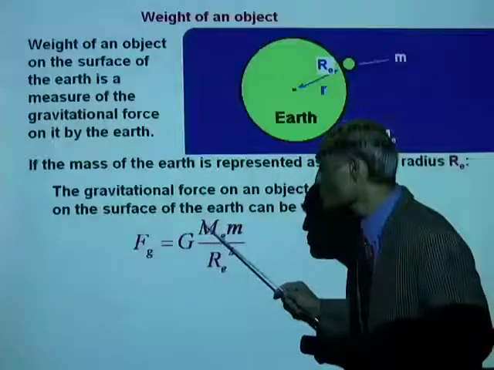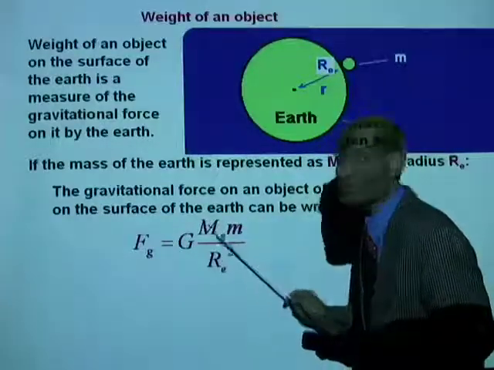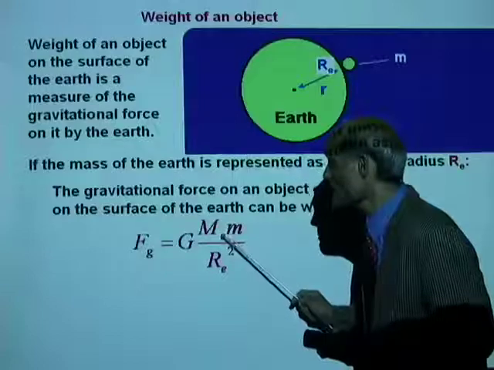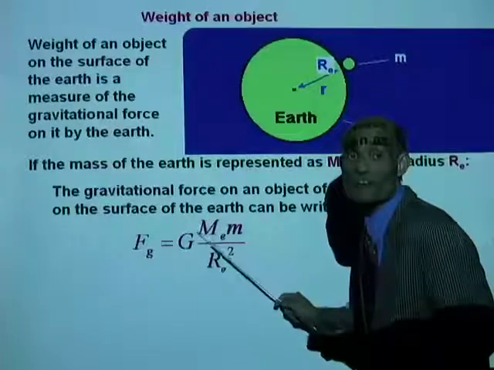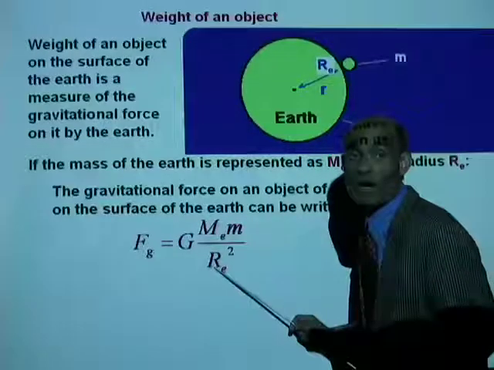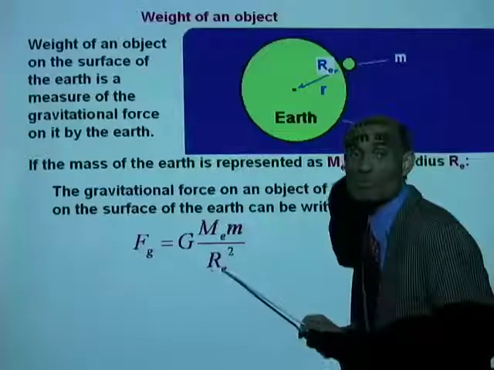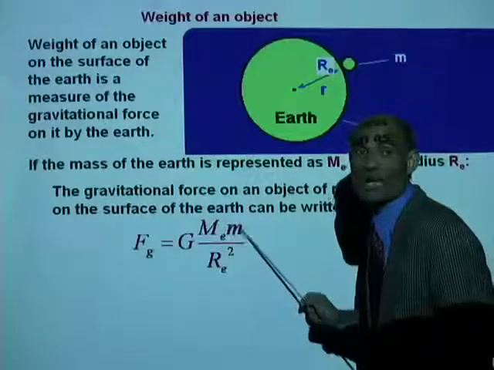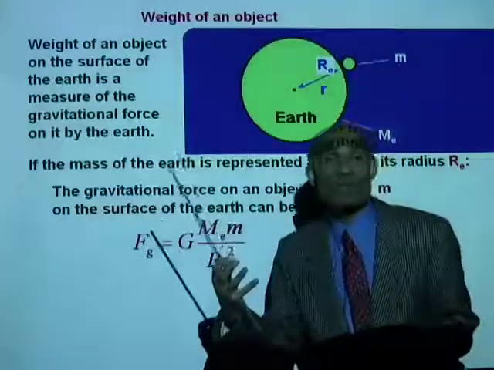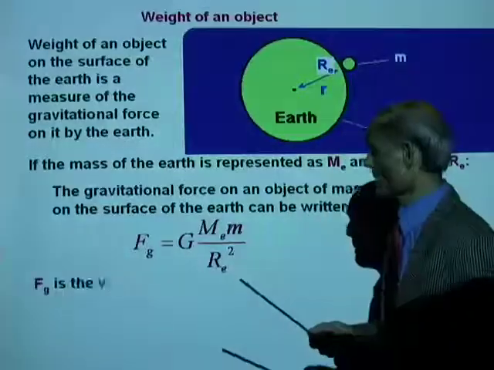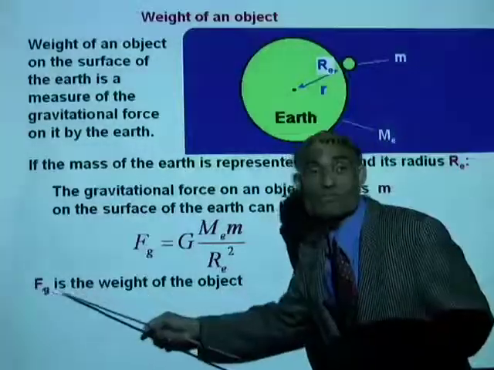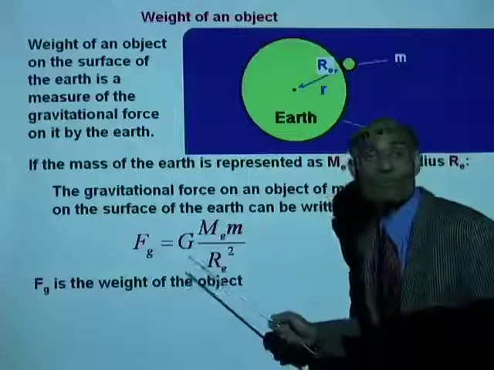We will use this notation right through the course. The uppercase M sub e is the mass of the Earth, r sub e is the radius of the Earth, and lowercase m is the mass of the object. Well, F sub g is the weight of the object.